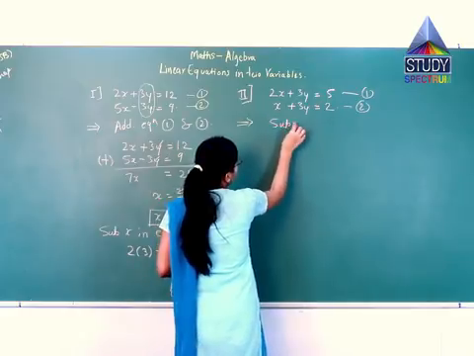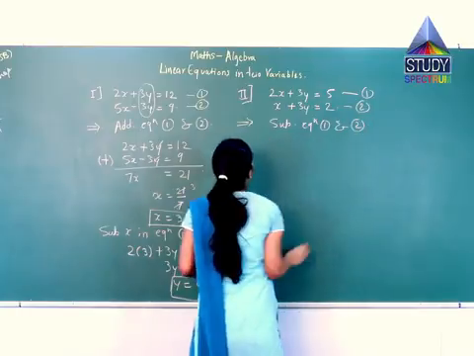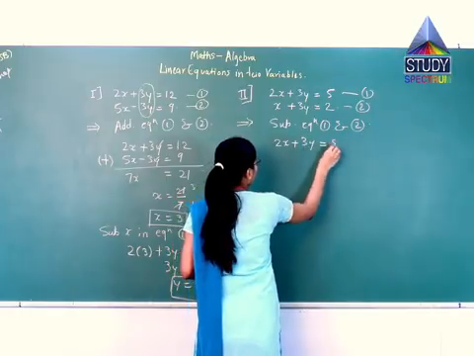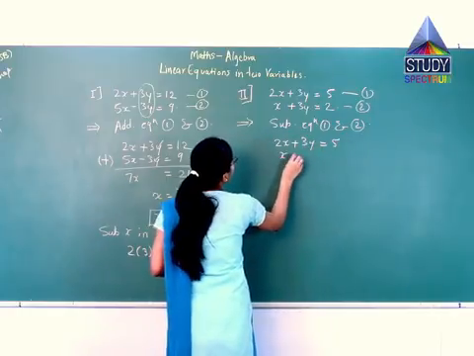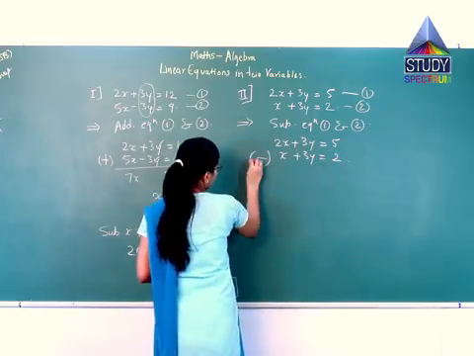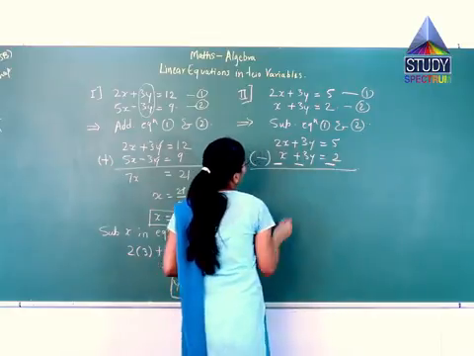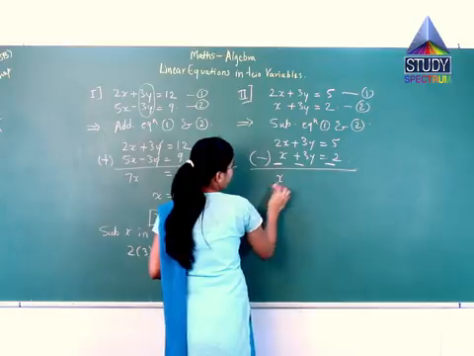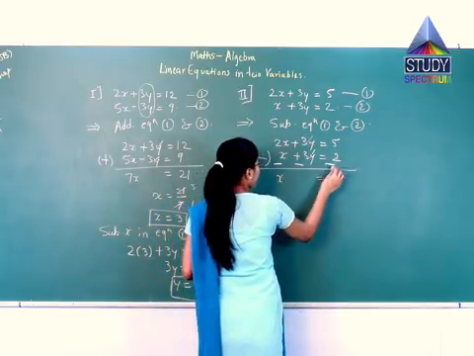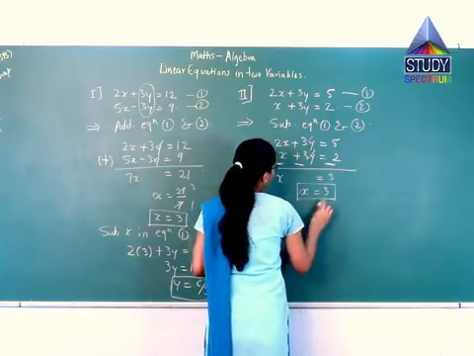So subtracting equation 1 and 2, 2x plus 3y is equal to 5, then x plus 3y is equal to 2. We are performing subtraction, so the base sign will change. So 2x minus x is x, plus 3y minus 3y get cancelled, and 5 minus 2 is 3. So the value of x we got here is 3.